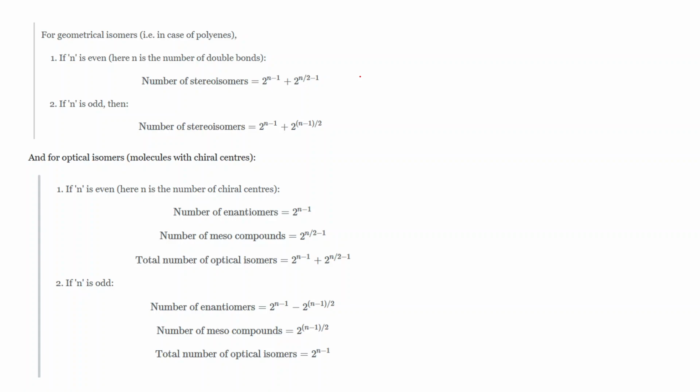So I hope you will enjoy this, and in this video I will be dealing with geometrical isomers, and these are the two expressions. What are geometrical isomers, and what do they mean by if n is even? n is the number of double bonds, and the number of stereoisomers are this and this. So I have already done a lot of videos on stereoisomers, but I will explain about these geometrical isomers from the beginning, and let's start.